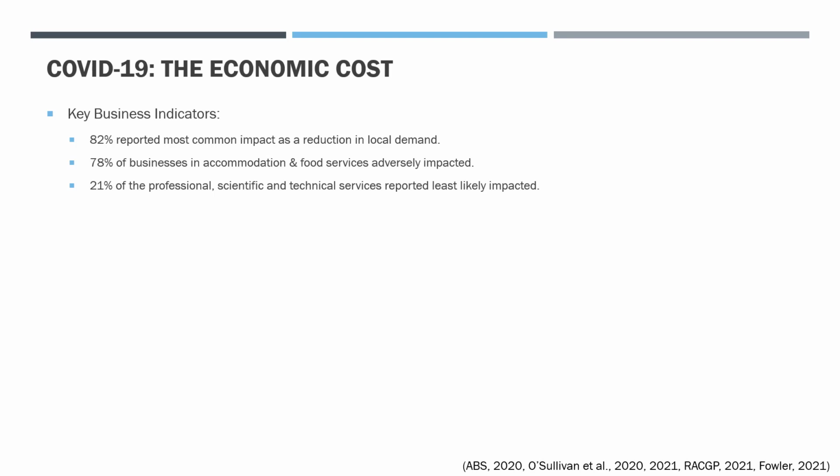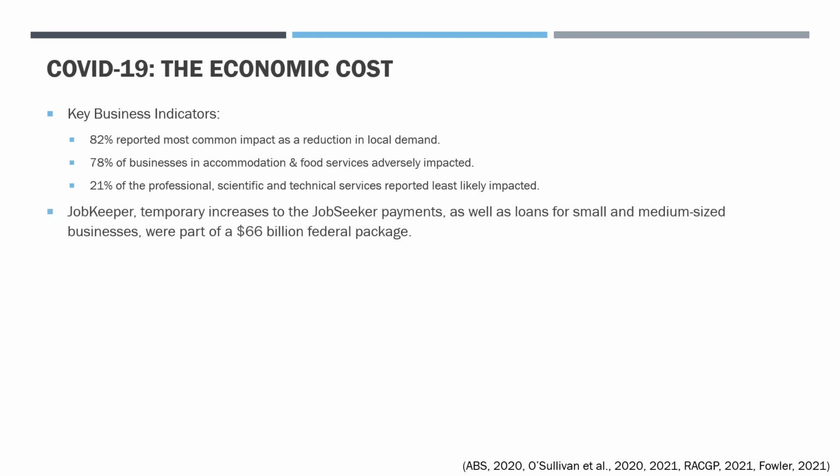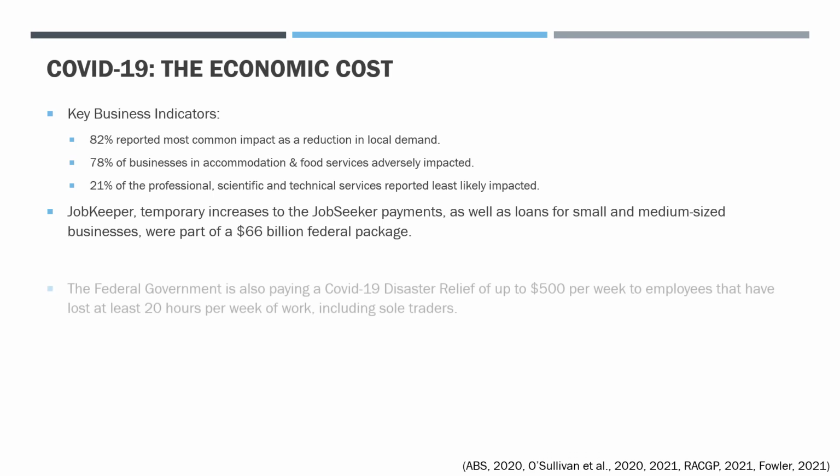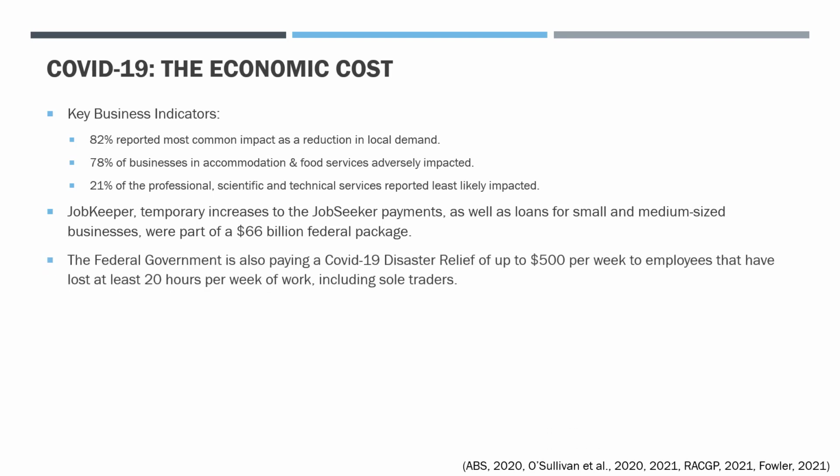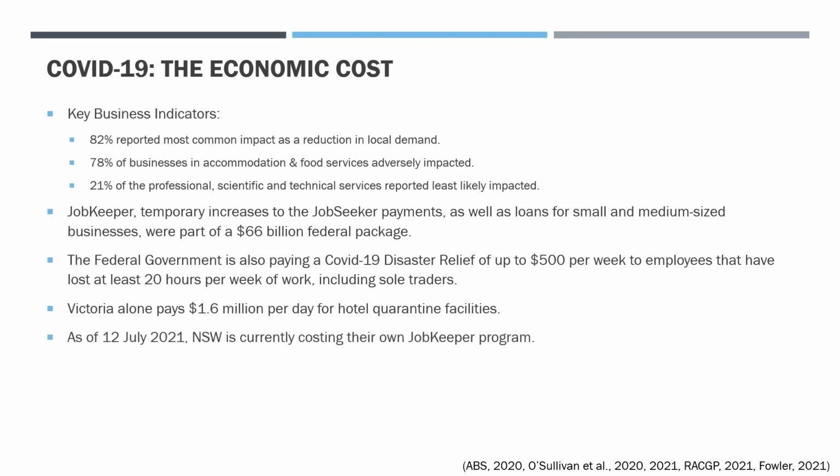The federal government has already allocated $66 billion. This is now being supplemented by new disaster relief payments. Then there's the cost of paying for the hotels for permanent occupancy availability. Victoria pays $1.6 million a day for hotel quarantine facilities. As of today, New South Wales is currently costing their own JobKeeper program and other support packages.